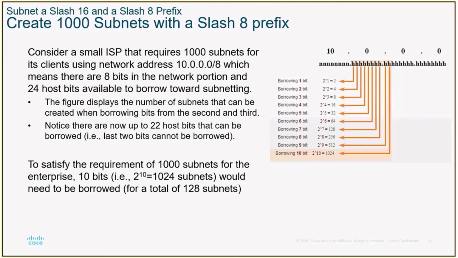So the figure displays the number of subnets that can be created when borrowing bits from the 2nd and 3rd octet. Notice that there are now 22 host bits that can be borrowed. To satisfy the requirement of 1,000 subnets for enterprise, 10 bits need to be borrowed. And so, for the typo, it'd be 1,024 subnets.